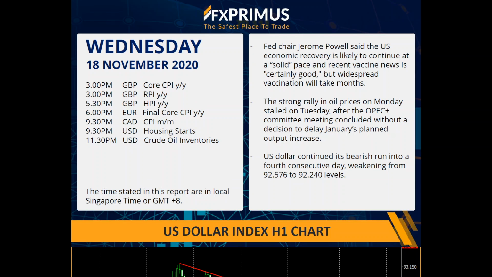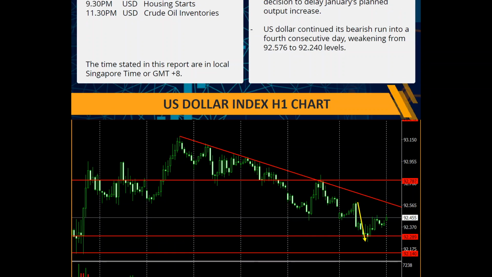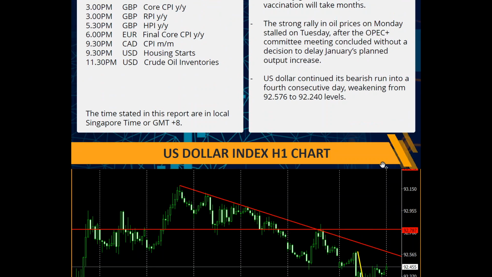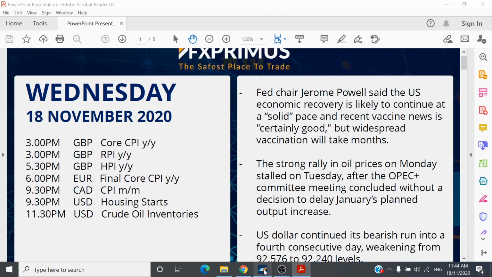So we're going to move on to the technical charts on the MT4 shortly. But over here, we do see the US dollar moving down on a bearish trend on last Thursday, last Friday, 2 days ago on a Monday, and also yesterday on a Tuesday. So let us go on to the MT4 charts.